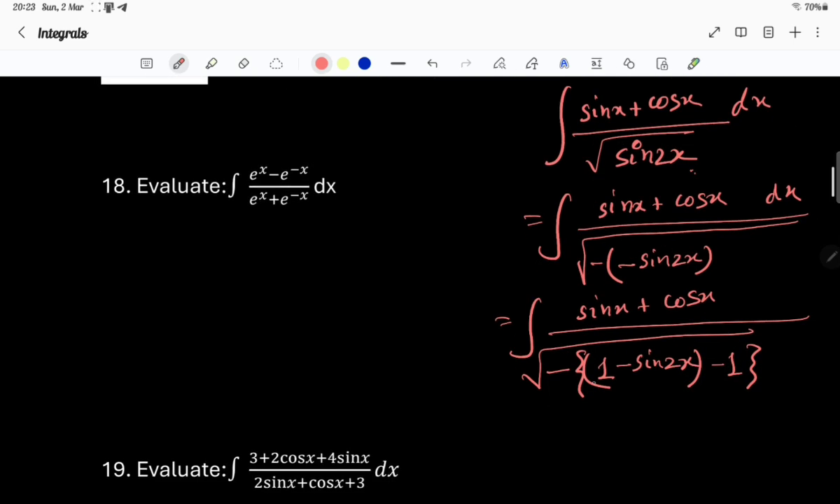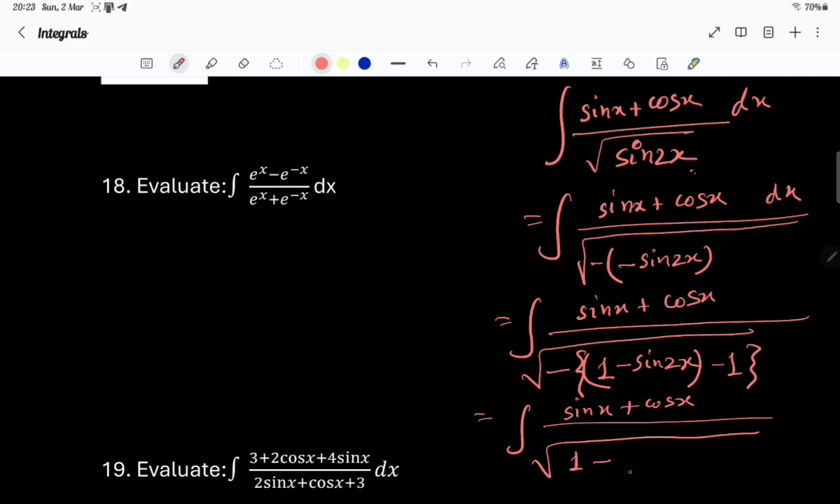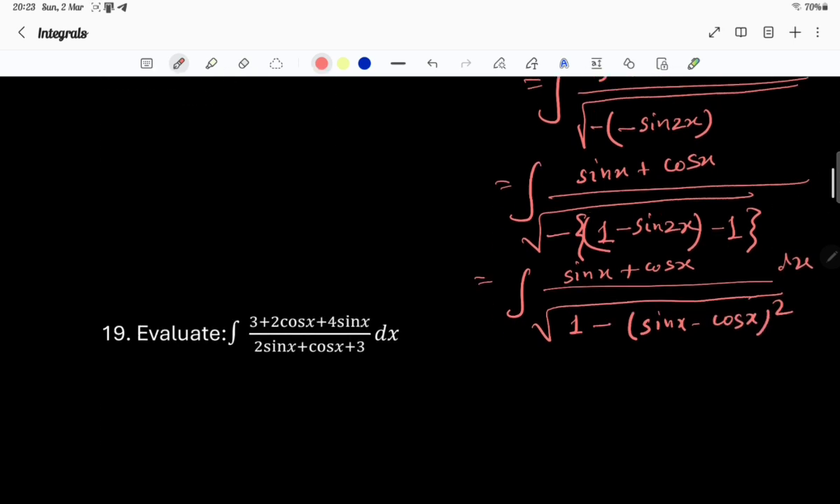Okay, so what I am doing is adding 1 and minus 1. So it is coming sin x plus cos x divided by square root of, since under this square root the minus cannot be there outside, because it will be an imaginary number, in that case you will multiply by minus. So it will come 1 minus sin 2x, which is sin x minus cos x whole square. Okay, in this form it is coming. Now you will take let sin x minus cos x equals t. Similarly as the previous one, you will proceed with this.